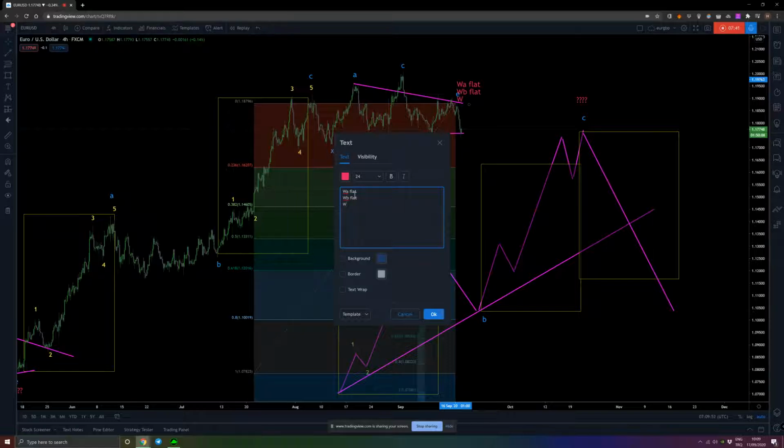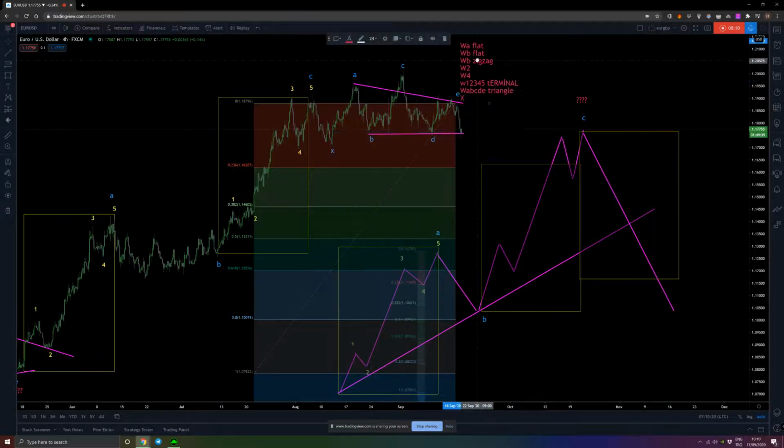This can be wave B of a zigzag, okay? This can be a wave 2. This can be a wave 4. This can be wave 1, 2, 3, 4, 5 of a terminal move, okay? It can be wave A, B, C, D, E of a triangle. And also it can be an X wave. Now, these are your options. You have to write it all the time.